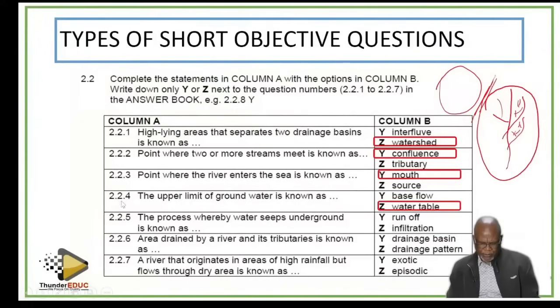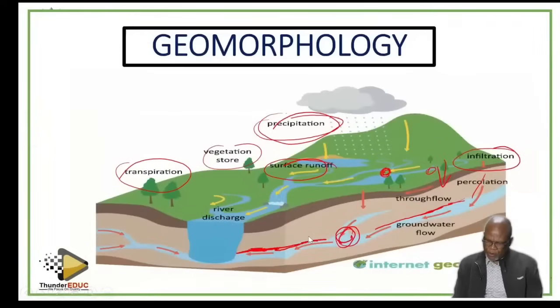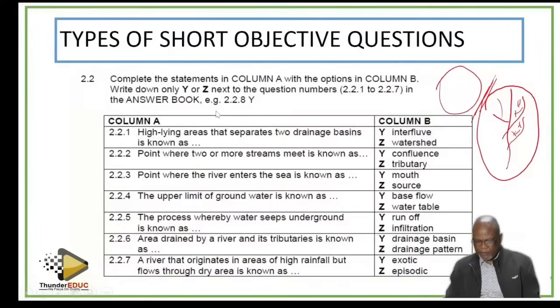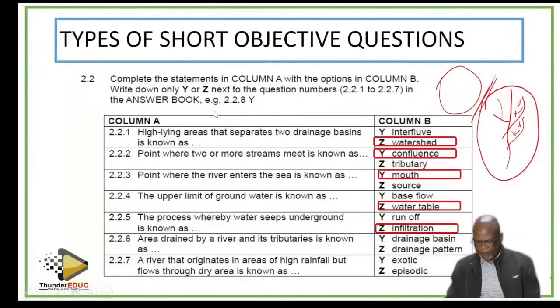And now the process, okay, base flow. Let me quickly go to base flow. I didn't look at base flow here. So this is what we call base flow, when water is flowing beneath the earth surface. And then runoff is when the water is flowing on the surface. Infiltration, the process whereby water seeps under the ground, or the process where water is absorbed by the surface, we call that infiltration.